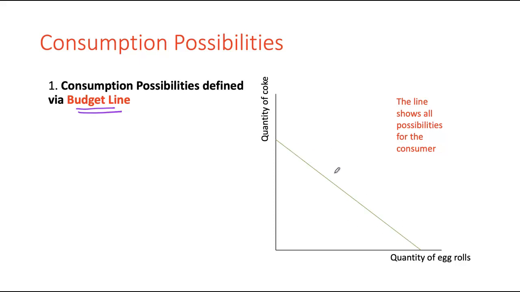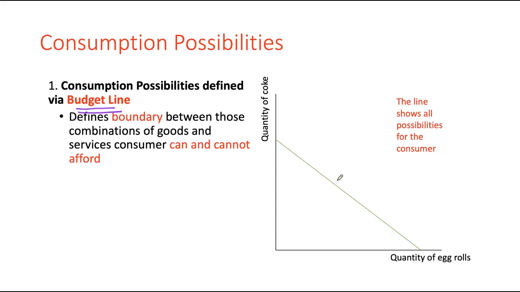This budget line is essentially a boundary between what the consumer can afford and what the consumer cannot afford. So a point like A is affordable, but a point like B is not affordable. So it's a boundary between affordability and what you cannot afford.